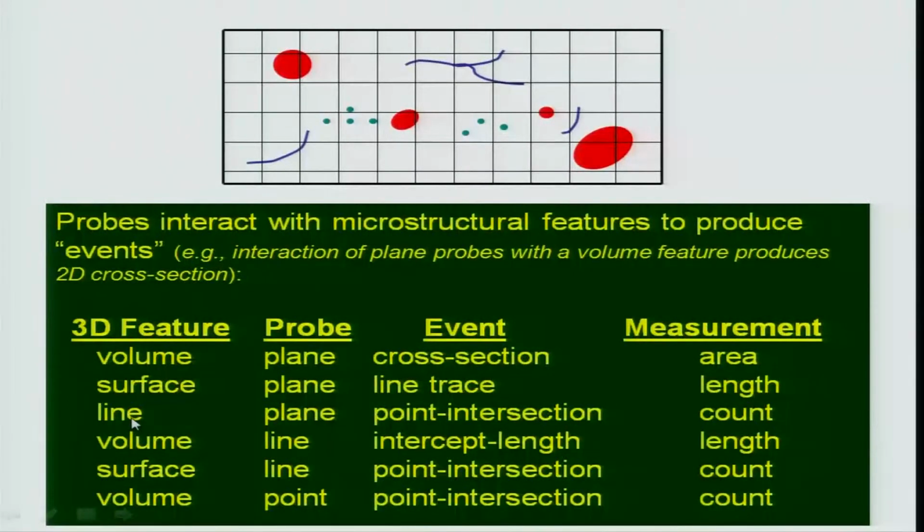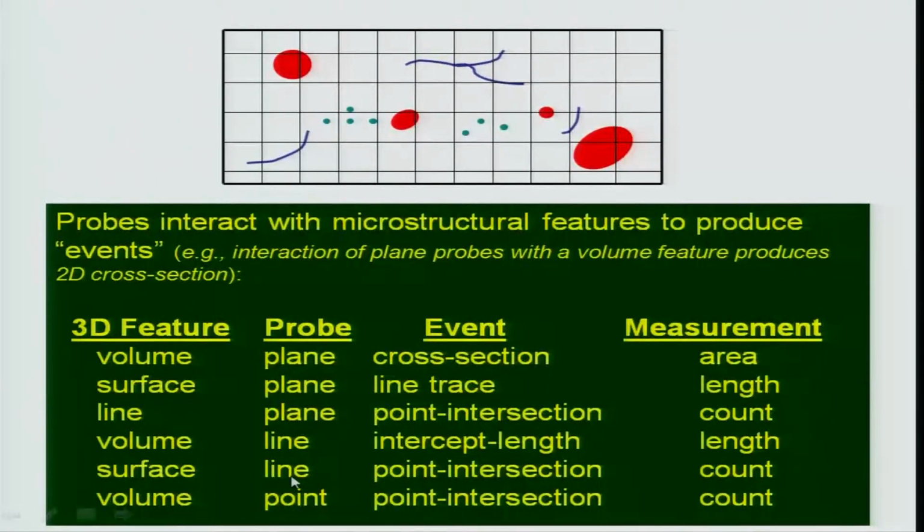I can take a linear feature in the 3-dimensional structure like triple edges or dislocations. A plane probe will produce point intersection, and a simple measurement that I can make on these points is to simply count them, how many points I have in a given area. Similarly, a line probe with a volume will produce an intercept length. So, if I look at, for example, this horizontal line, it makes an intersection with the 3-dimensional particle, and I can measure this length of the intercept contained inside the particle. So, I can make a length measurement.